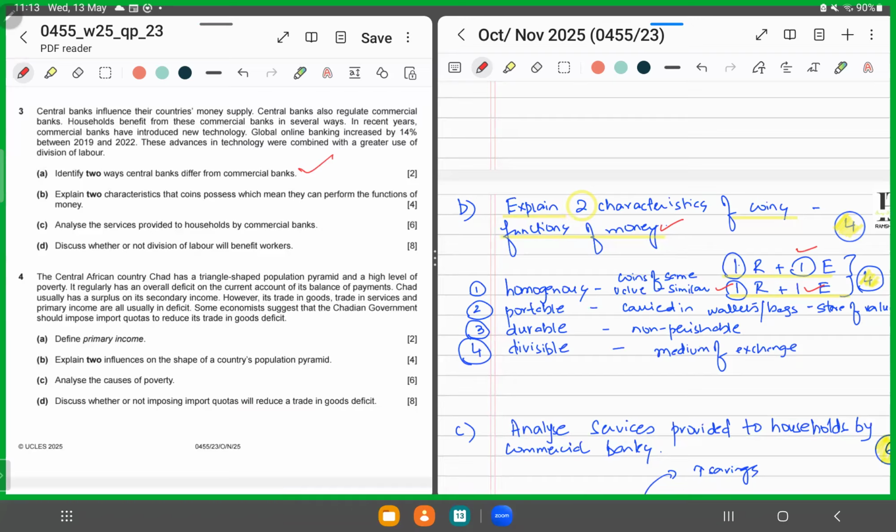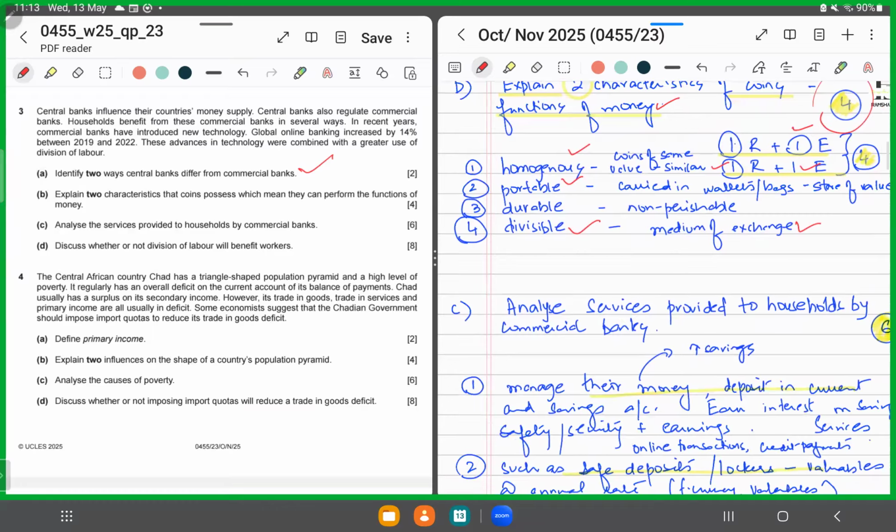So now you could say that maybe coins are homogeneous, that means coins of the same value are similar, or you could say coins are portable, that means you can easily carry them in your wallets, in your bags, and they can serve as a store of value. Or you could say that coins are durable, that means they do not wear off and they are non-perishable. You could also say that coins are divisible, that means they serve as a medium of exchange. So you can choose any 2 characteristics and expand on these answers, give a proper explanation, and you'll get full marks. Moving forward, part C.